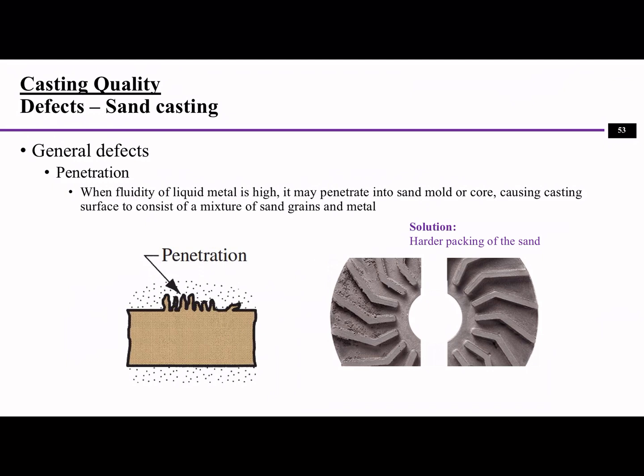Another type is penetration. The cause of penetration is big gaps in the sand, so the molten metal starts to get into the sand mold and creates those penetrations. In this case, you probably want to control the speed of the pouring, because if the flow rate is high, it might cause this kind of issue as it just flows into the sand material. The solution will be hard packing of the sand, to make sure the sand surface is not loose.